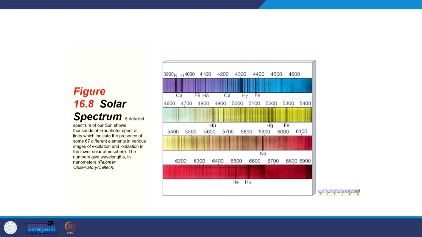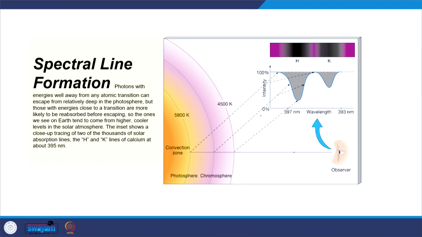So, the spectrum of the sun shows thousands of Fraunhofer spectral lines, which indicate the presence of nearly 67 different elements in various stages of excitation and ionization in the lower solar atmosphere. Okay, so the numbers give wavelengths in nanometers. So there are approximately 67 different elements in the atmosphere of the sun itself, which are able to absorb all these different lines. So you can see many species which might be present in the sun's atmosphere. Okay, so how do we get the spectral line information?